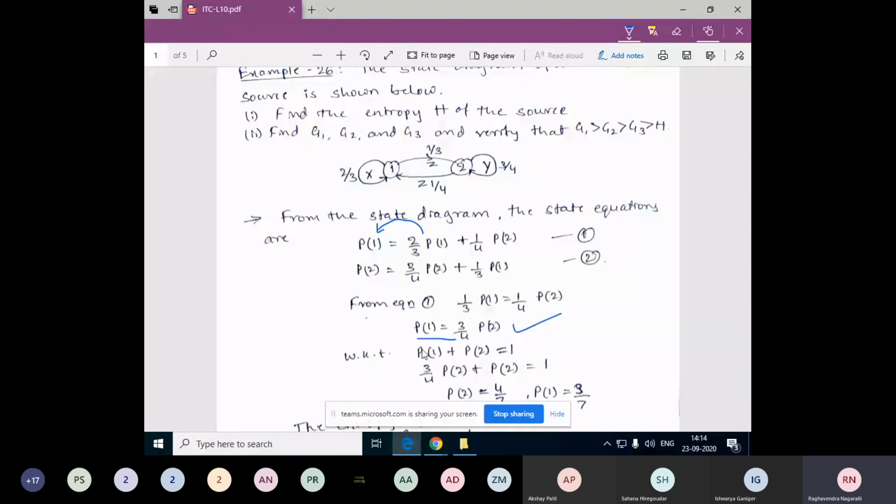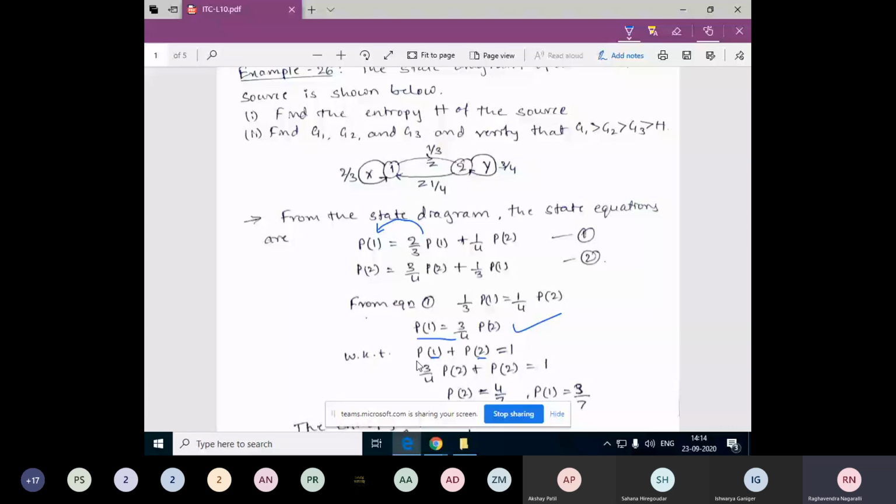So we know that the sum of probabilities of all symbols emitted by the source is always equal to 1. So here it is the sum of the probabilities of all states of the source is equal to 1. We have two states, 1 and 2, so the probabilities of these will be equal to 1. Always it is equal to 1. So P of 1 plus P of 2 is equal to 1.